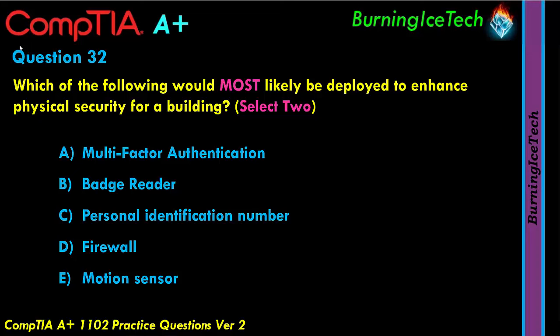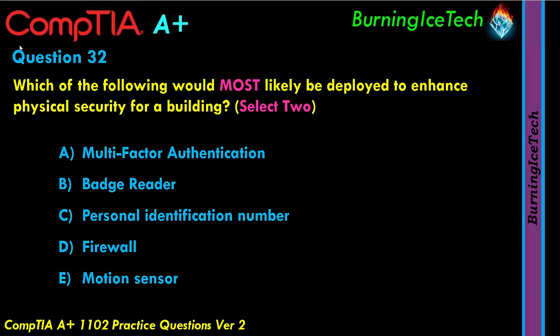Is it B, a badge reader? Yes, that is something physical. A badge is something physical, and the badge reader itself would be something physical. So far, B is a physical answer, so that's a correct answer here. C, personal identification number. That's not necessarily something physical, folks. So I'm going to rule out C.